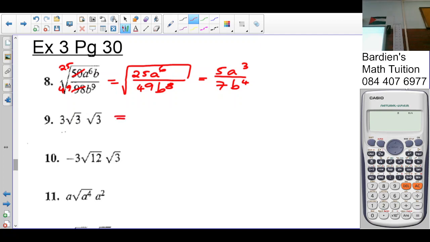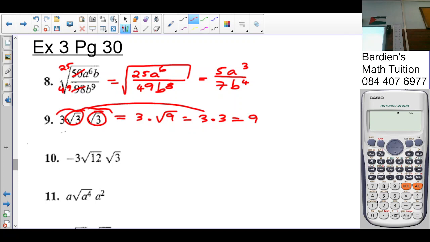What is the square root of 3 times the square root of 3? We spoke about this in the last lesson. It's going to be 3 times 3. Or, what's the square root of 3 times the square root of 3? The square root of 9. What's the square root of 9? 3. Which is? Okay, or you could have gone from there, as some of you called out, straight into that.